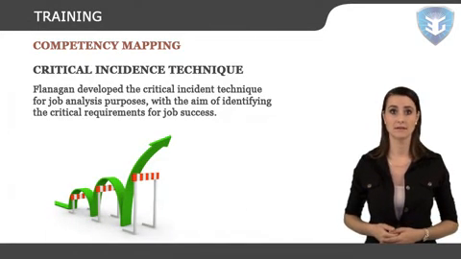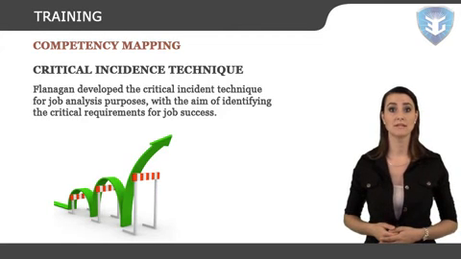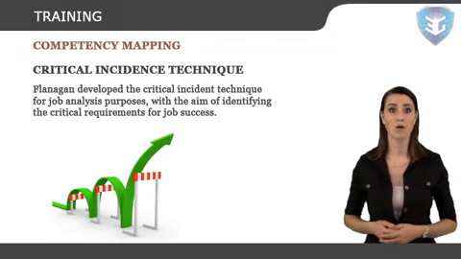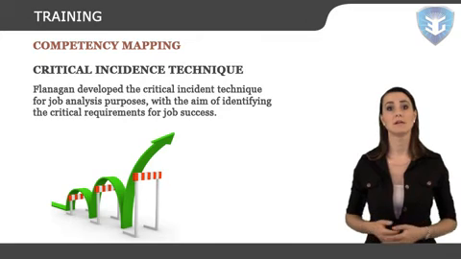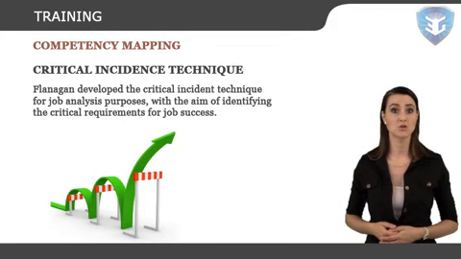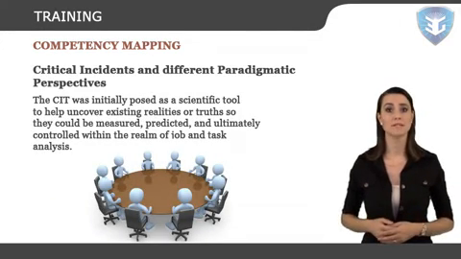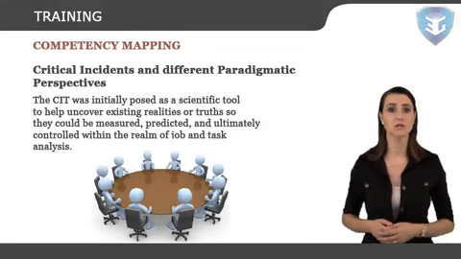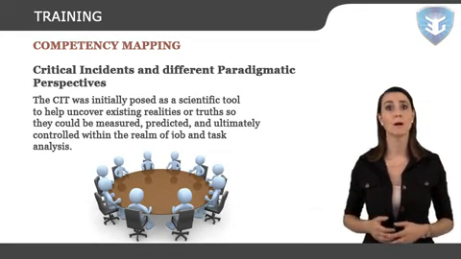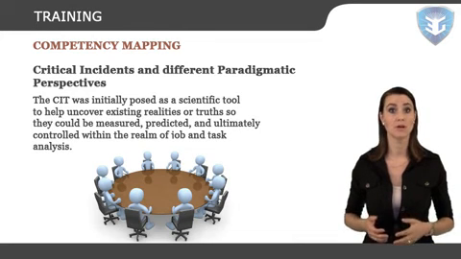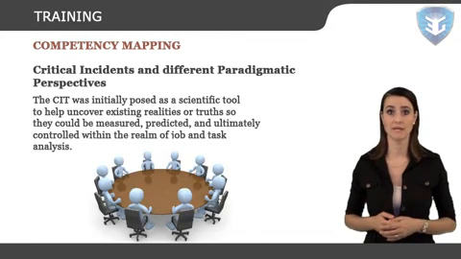Critical incident technique. Flanagan developed the critical incident technique for job analysis purposes, with the aim of identifying the critical requirements for job success. The critical incident technique consists of a set of procedures for collecting direct observations of human behavior. Although it is a qualitative research method, the CIT was initially posed as a scientific tool to help uncover existing realities or truths so they could be measured, predicted, and ultimately controlled within the realm of job and task analysis, ideas that are rooted in the predominant quantitative research tradition of the day.